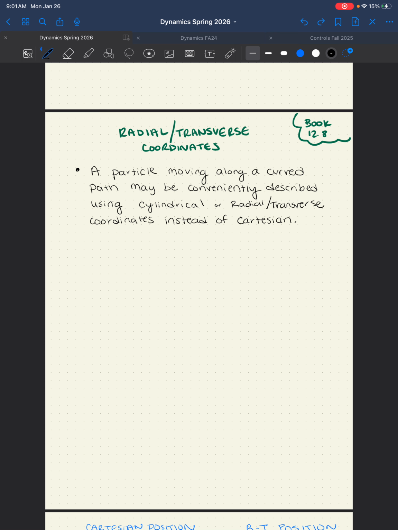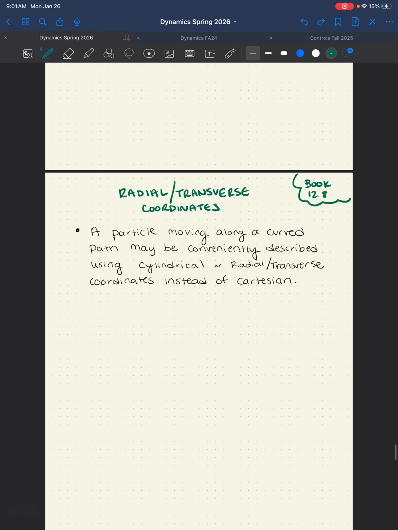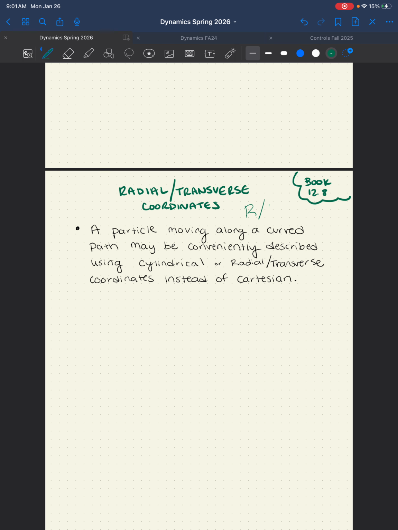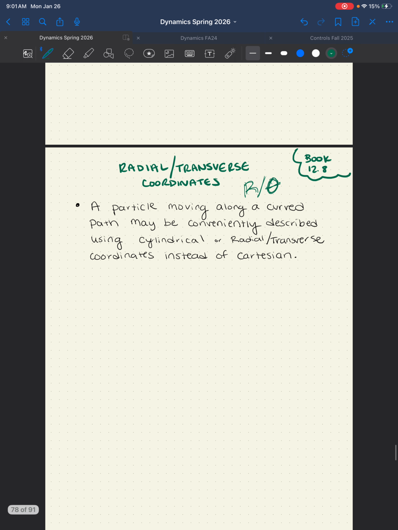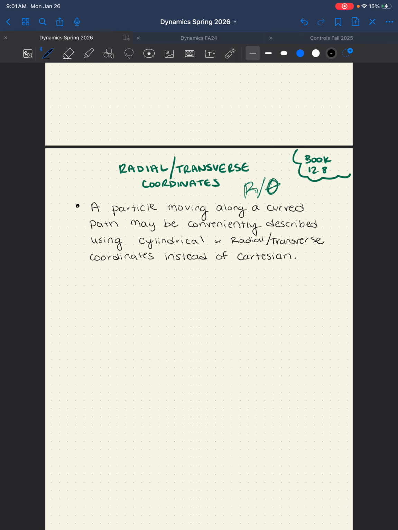All that said, a particle moving along a curved path may be conveniently described using cylindrical or radial transverse coordinates instead of Cartesian. Those are just two different names for the same coordinate system. I will sometimes call them the r theta system, and we'll use theta whenever we're denoting the transverse direction. So it's the radial and transverse coordinate system. Let's draw a quick picture of what this looks like.